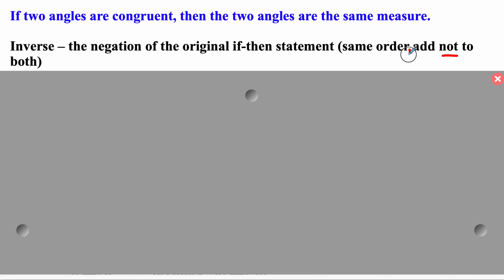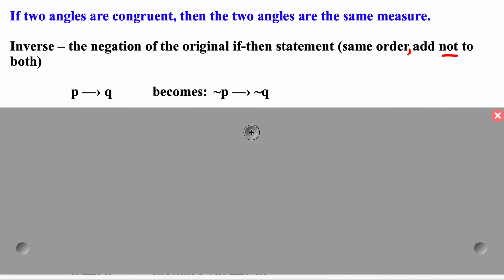So we're adding a not. P implies Q, so this is our original, and the other one becomes not P implies not Q.